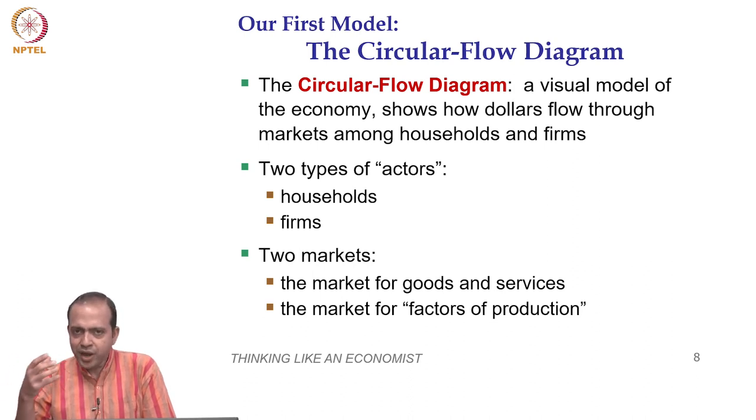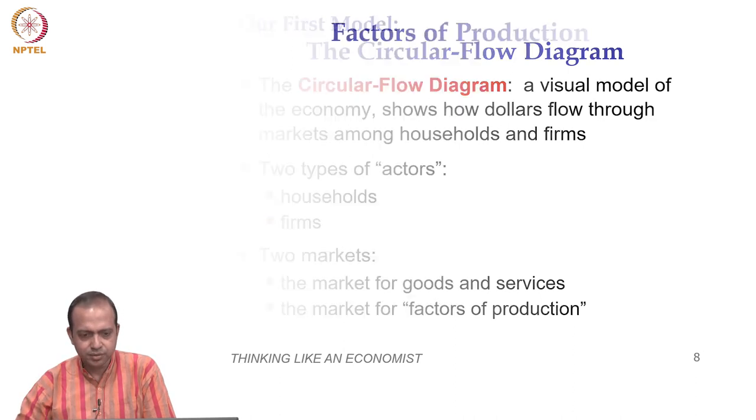And the market for factors of production is basically the input market, where you go to buy your inputs for production. It can be the labor market, the capital market, the material market, the energy market. So basically, all the inputs are available in the input market and all the outputs are sold in the goods and services market.